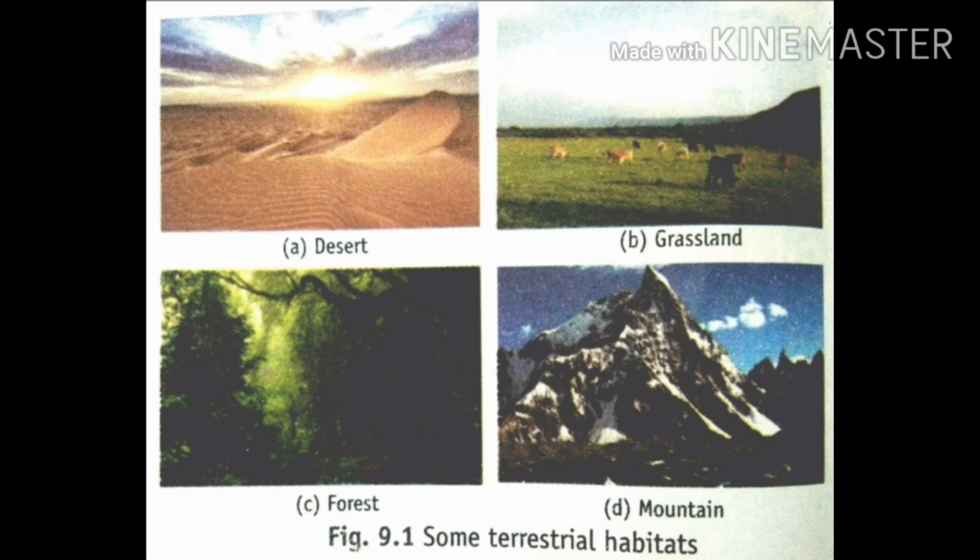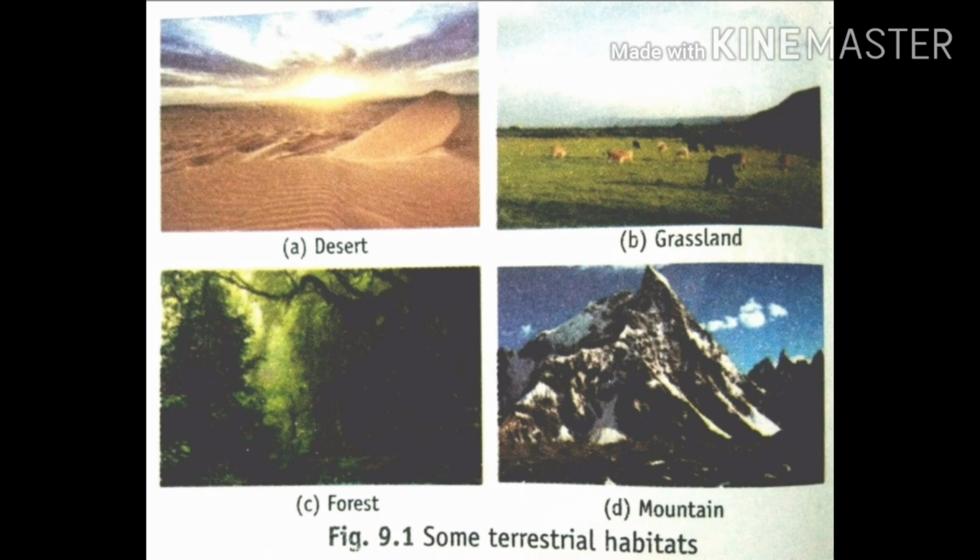Depending upon the living conditions, terrestrial habitats can be classified into a few more types. First one, desert habitats. Second one, grassland habitats. Third one, rainforest habitats. Fourth one, polar habitats. And fifth one, mountain habitats. What are the types of terrestrial habitats? Desert habitats, grassland habitats, rainforest habitats, polar habitats and mountain habitats.